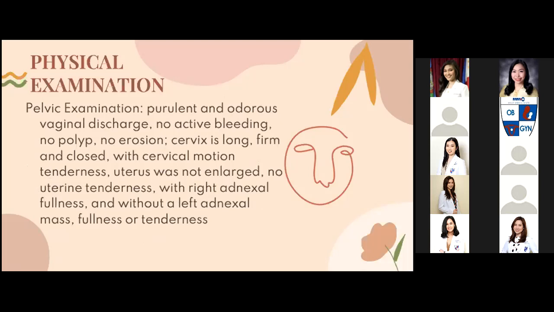On pelvic examination, she had purulent and odorous vaginal discharge, no active bleeding, no polyps, no erosion. Her cervix is long, firm, and closed with cervical motion tenderness. Uterus was not enlarged, no uterine tenderness, with right adnexal fullness, no left adnexal mass, fullness, or tenderness palpated.